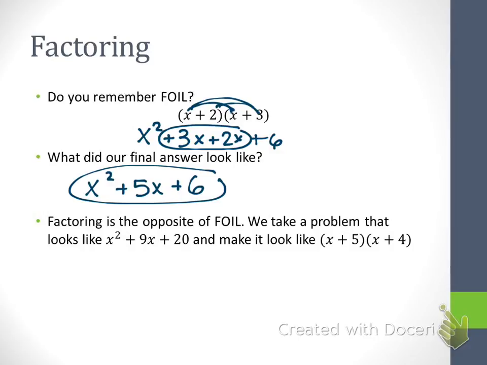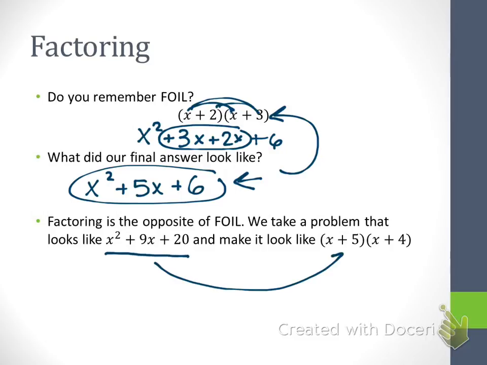What we're doing in factoring is we are starting with a problem that looks like this, and we are going to work backwards and get an answer that looks like this. So right underneath this, I gave you an example. Factoring is the opposite of FOIL. We take a problem that looks like x squared plus 9x plus 20, and we make it look like x plus 5 times x plus 4. So basically, we're taking an expression and we're breaking it down into what multiplies to get that expression, okay?